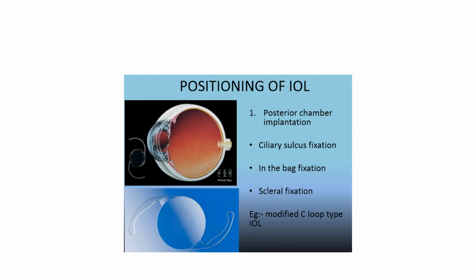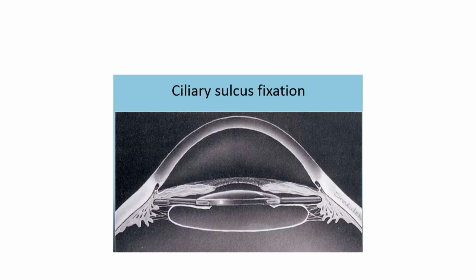So coming to the posterior chamber implantation. Again, posterior chamber implantation has three types. One is ciliary sulcus fixation, second is in the bag fixation, and third is scleral fixation. This picture shows a ciliary sulcus fixation lens. You can see in the picture there's a rim of anterior capsule, there's also the posterior capsule, and the lens is lying on the rim of the anterior capsule.